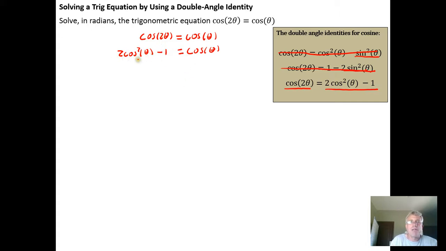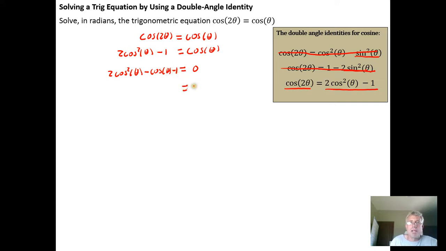So I have a quadratic form here. This is a 2x squared form, minus 1 equals x. So because it's a quadratic form, I'm going to get it equal to 0 and try to factor the left-hand side, so I can use the zero product property. So I'm going to rewrite my 2 cosine squared theta. I'm going to subtract cosine from both sides, which is going to give me minus cosine theta, and I still have my minus 1.